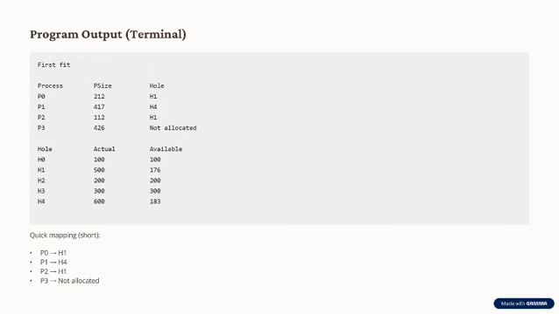Now, we can see the final output of the program. P0 is allocated to H1. P1 is allocated to H4 and P2 is allocated to H1. P3 is not allocated because there is no suitable hole available. Actual represents the original size of the hole. Available represents the current value stored by the program after the allocation updates.